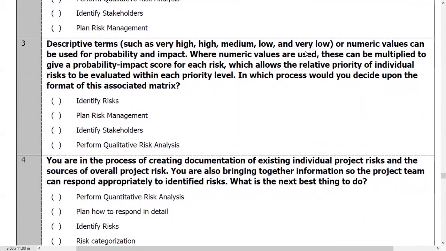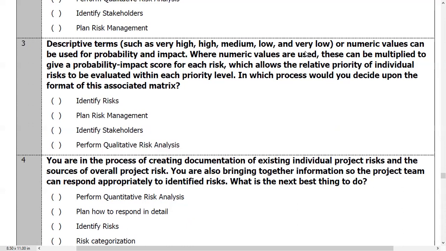Question 3, descriptive terms such as very high, high, medium, low, and very low, or numeric values can be used for probability and impact. Where numeric values are used, these can be multiplied to give a probability impact score for each risk, which allows the relative priority of individual risks to be evaluated within each priority level. In which process would you decide upon the format of this associated matrix?